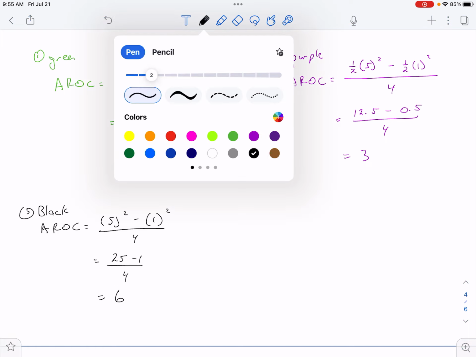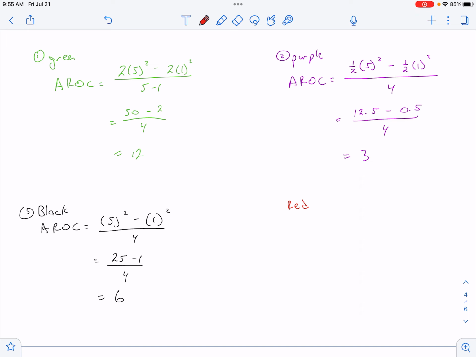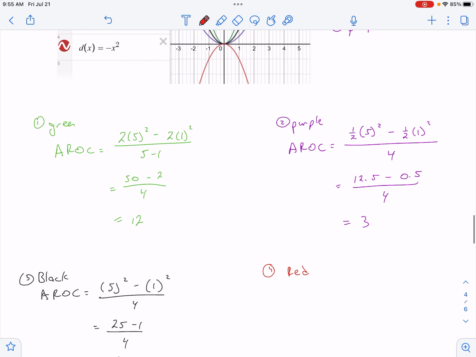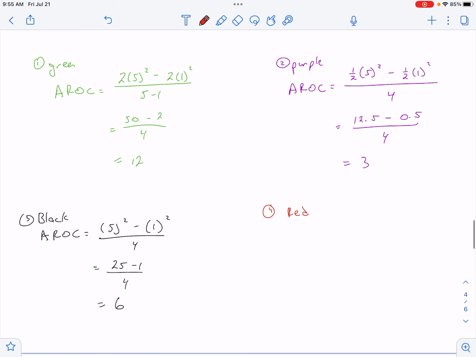And then the last one I have is my red graph. Our red graph is negative x squared. So our average rate of change will be negative 5 squared minus negative 1 squared divided by 4. So that'll be negative 25 plus negative 1. Or sorry, take away negative 1, so that'll be plus 1, all divided by 4. That's negative 24 divided by 4, or negative 6.